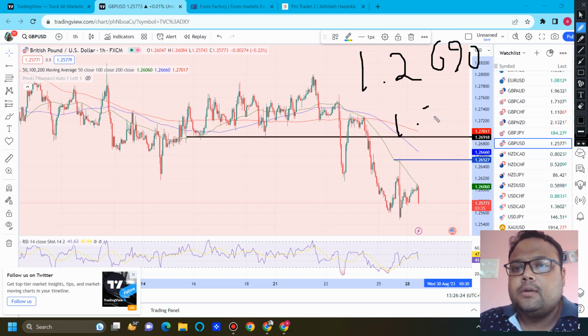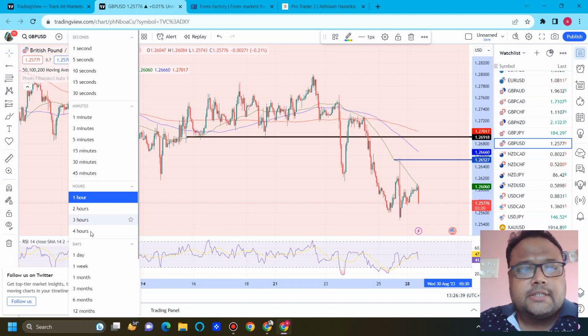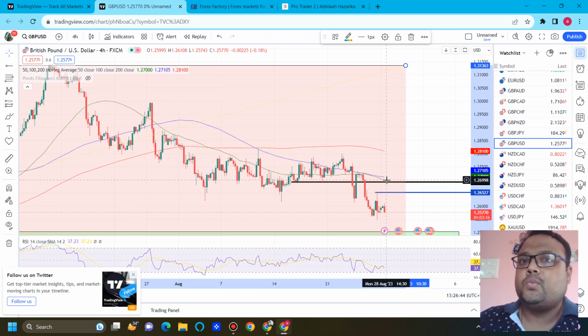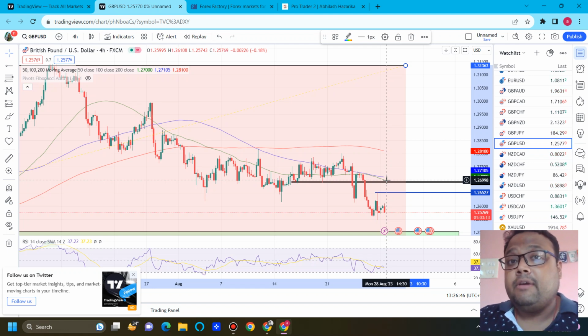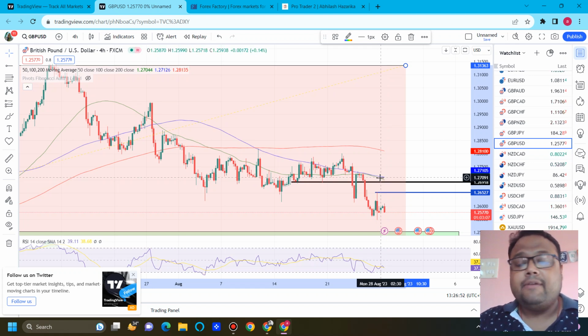1.2690 to 1.2700. Around this level we have the previous support working as resistance. Along with that, you can see we also have the dynamic resistance here. On the 1 hour chart we have the 200 moving average, and if I change the time frame, you can see around 1.2700 we have the 50 and 100 moving averages. The moving averages are changing, but still we can see the presence of it.